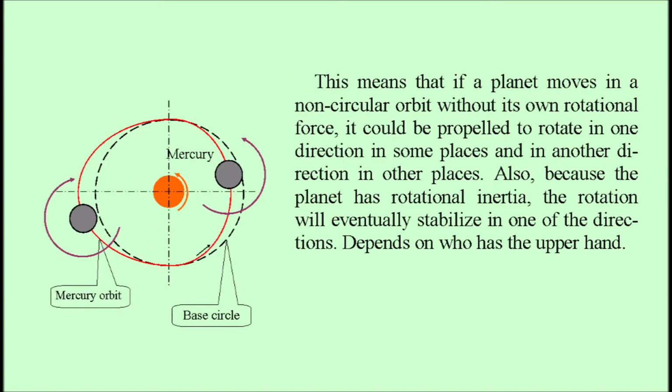This means that if a planet moves in a non-circular orbit without its own rotational force, it could be propelled to rotate in one direction in some places and in another direction in other places. Also, because the planet has rotational inertia, the rotation will eventually stabilize in one of the directions, depending on who has the upper hand.